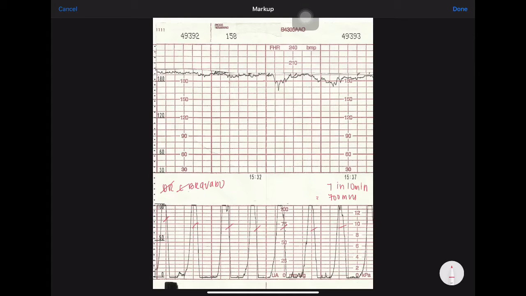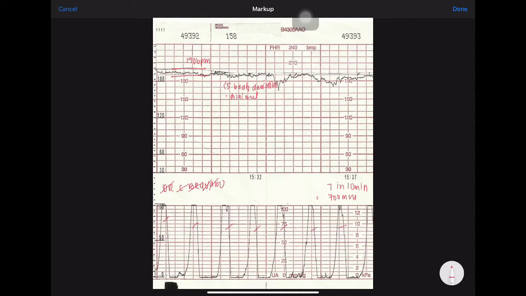Next will be the baseline rate. The baseline rate is the average heart rate of the fetus within a 10-minute window. In this CTG, the fetal heart rate is 190 beats per minute, which is considered tachycardia because the normal range for this one is 110 to 160 beats per minute. Next one will be the variability. This tracing has less than 5 beats deviation, so the variability is considered as minimal.